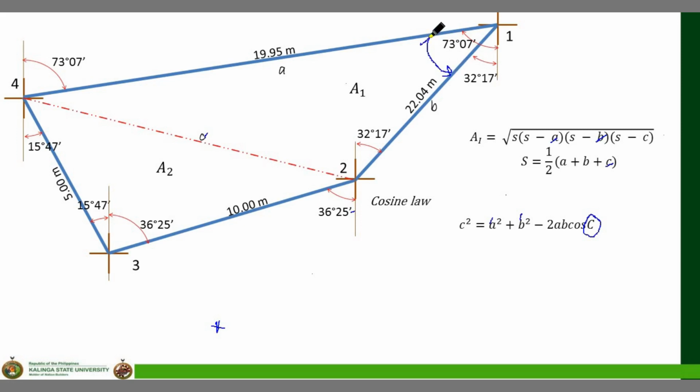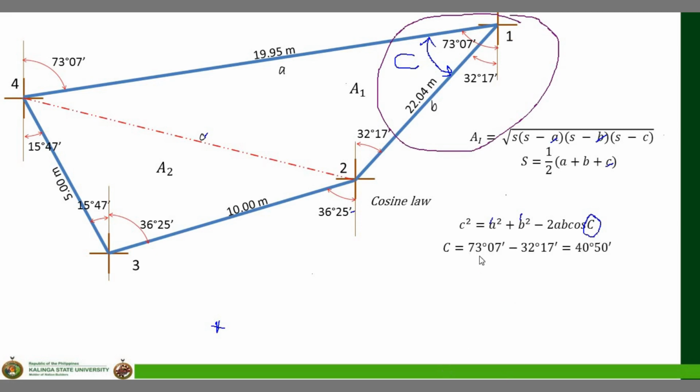Now, looking at this diagram, how can I solve for angle C? At station 1, if you notice, on this side I can solve for angle C. How will I solve that? Angle C is equal to 73 degrees 7 minutes minus 32 degrees 17 minutes. That is equal to 40 degrees 50 minutes. Therefore, my angle C is 40 degrees 50 minutes.